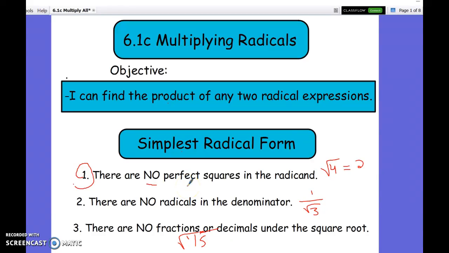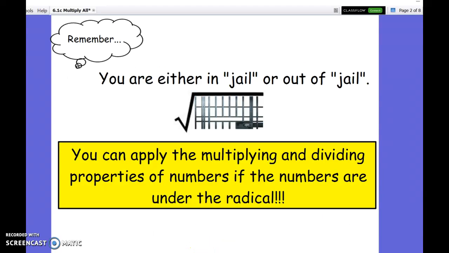6.1c is about multiplying radicals. So we want to be able to find the product of two radical expressions. Remember our rules for simplest form: there are no perfect squares in the radicand, so 4 we'd have to simplify down to 2. There are no radicals in the denominator, so we couldn't have this, and there are no fractions. Today we're just going to be focusing on there are no perfect squares in the radicand.